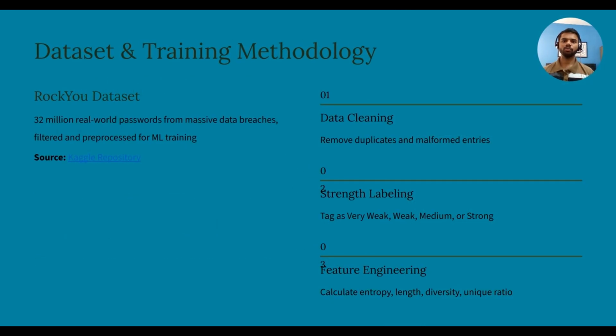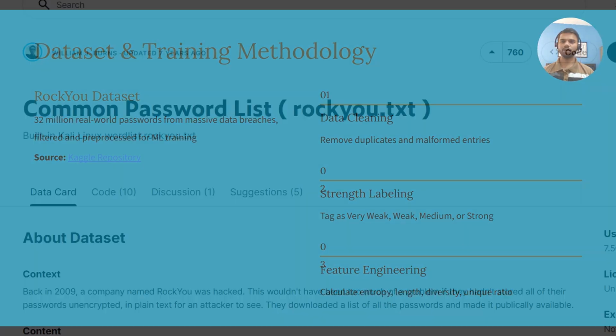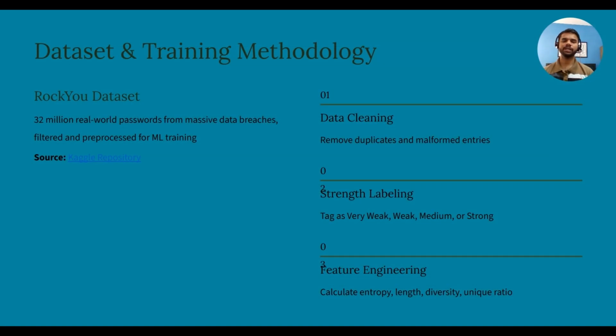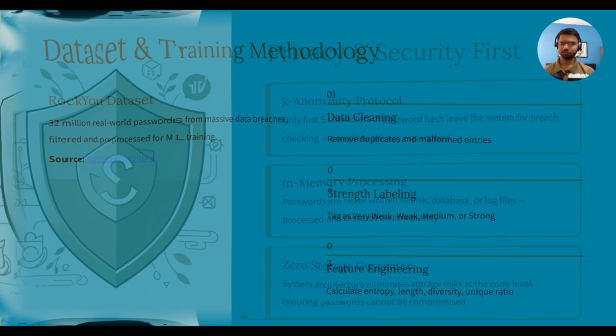And let's talk about the dataset that I have used to train our ML models. So I have used the RockYou dataset, which contains more than 32 million passwords that appeared in databases. On this dataset, I have done multiple pre-processing steps like data cleaning, strength labeling, and feature engineering like calculating entropy, length, and unique ratio. After passing the dataset through a rigorous pipeline, the accuracy of the model is above 95% for all models. I will show you the accuracy of the models in the latter part of this video.